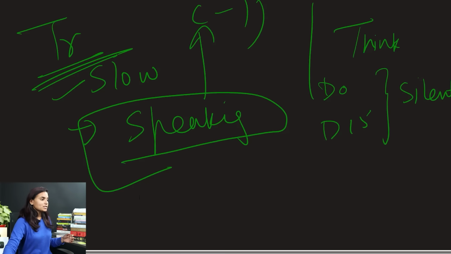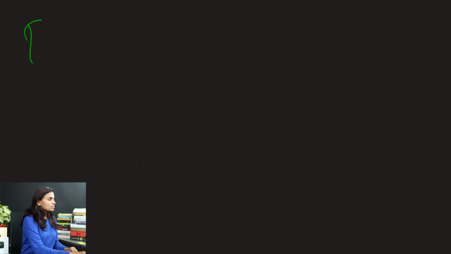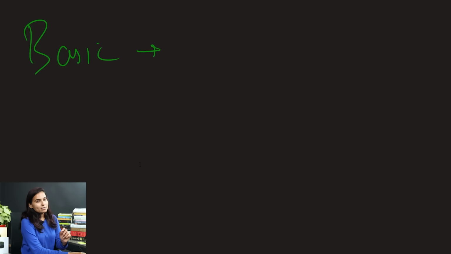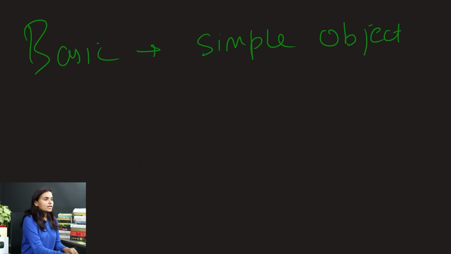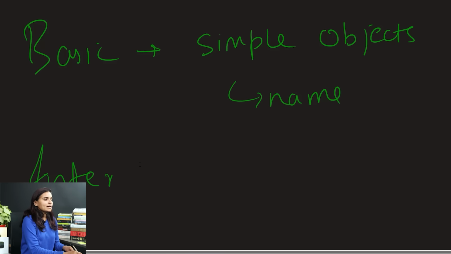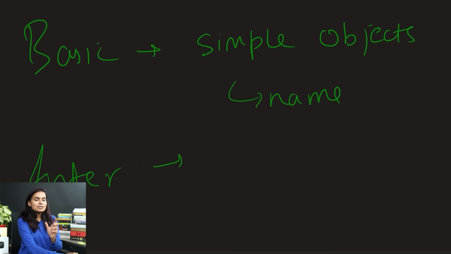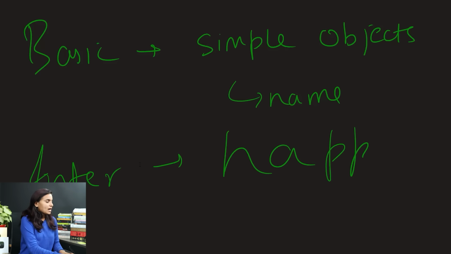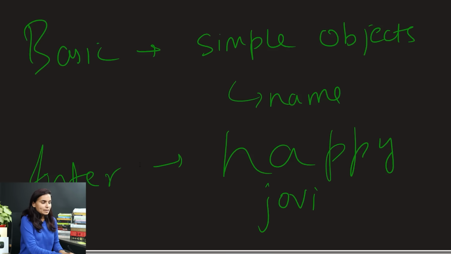So what I'm trying to say here is, if you are at a basic mode, you can actually recognize simple objects and you can give them a name. But if you are at an intermediate level, you can do this process of thinking in English by replacing those simple objects with a good word. If I'm saying happy, I can actually call it jovial. Okay, this is one such example.